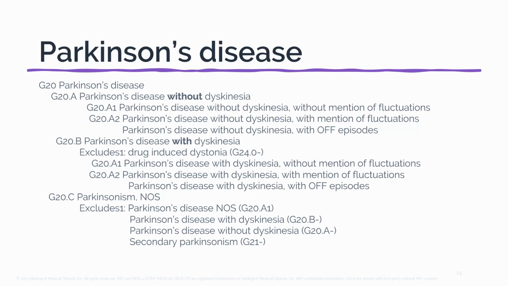So you can see that the subcategories are without dyskinesia and with dyskinesia, and then those codes are further subdivided into without mention and with mention of fluctuations, which are also off episodes. Then G20.C for Parkinsonism is an umbrella term, which refers to brain conditions that cause slow movement, rigidity, and tremors.